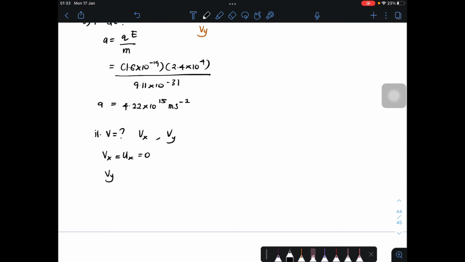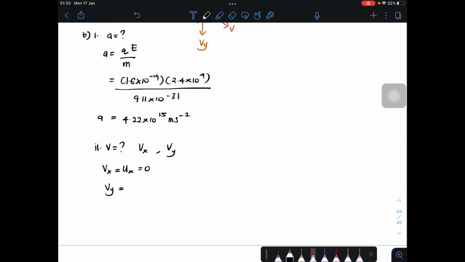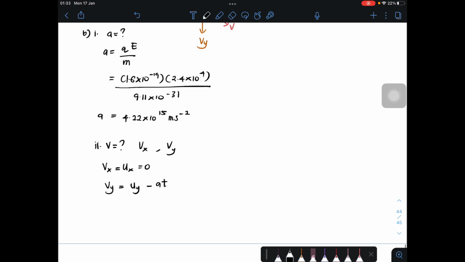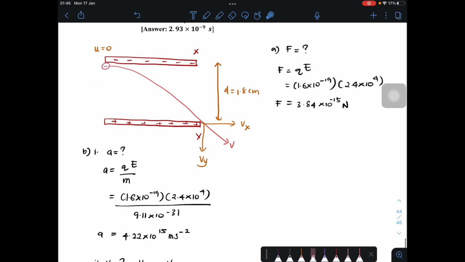And then Vy, we can find it using the kinematics formula. So we have two formulas. First is Vy is equal to Uy minus AT, or we can also use Vy square equal to Uy square minus 2ASy. So remember, Uy is equal to zero. Okay, so we can either use this equation or this equation. So for me, this one is the easiest one since we already have A, which is this one, and we have Sy as well, which is this one.